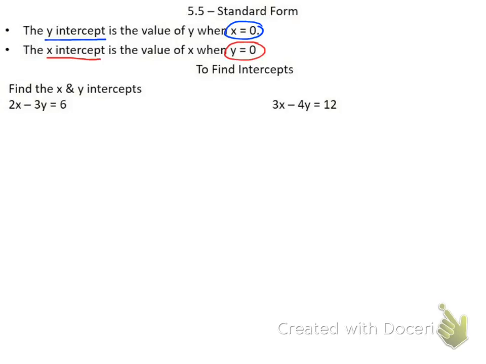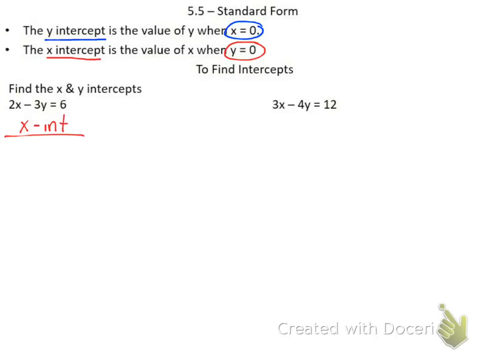It just makes sense when we do it, because when I make x 0, the only variable left is y, so that's going to find my y-intercept. When I make y equal to 0, my only variable left will be x, and so that will find my x-intercept. So with both these problems, I'm going to find my x and y-intercepts. With this first one, I'm going to find my x-intercept.